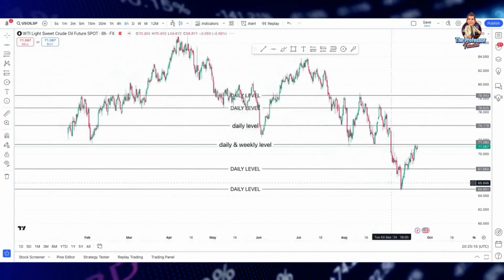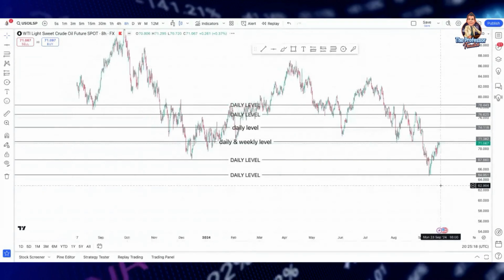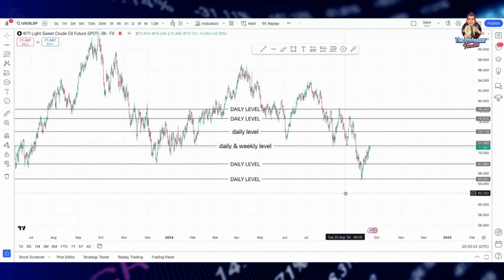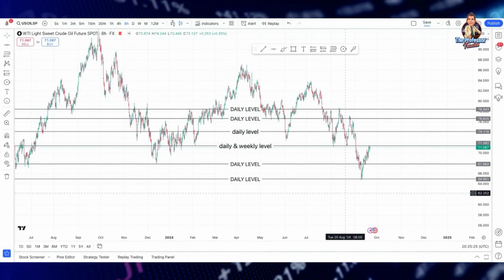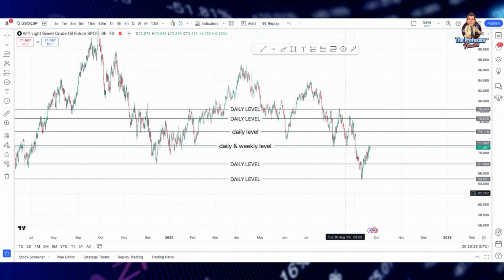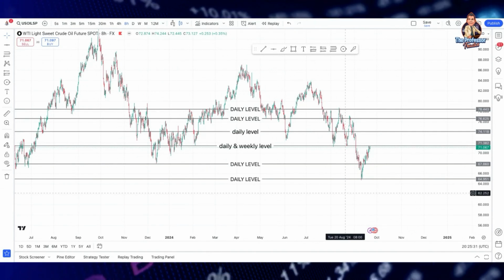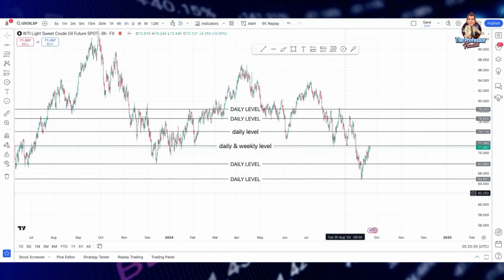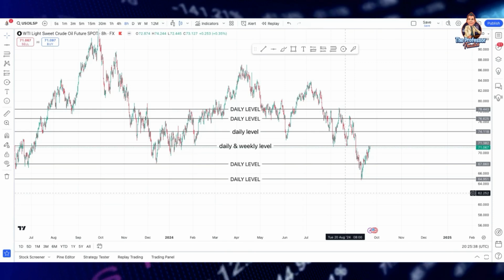Now, as we zoom out on crude oil, and again, you can look in the upper left-hand corner, you can see the chart that I am using, the WTI light sweet crude oil futures spot. This price pretty much mirrors my Thinkorswim platform, but of course, charting on TradingView is much easier.